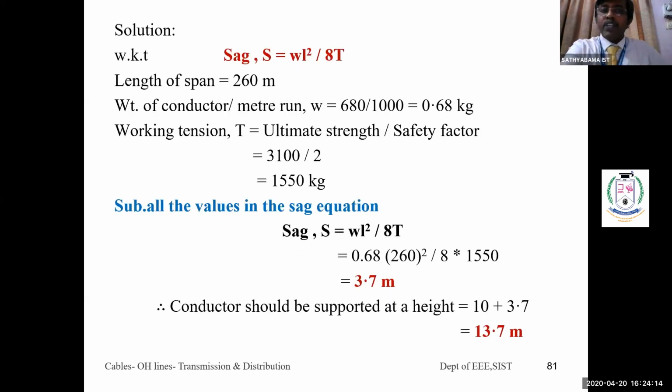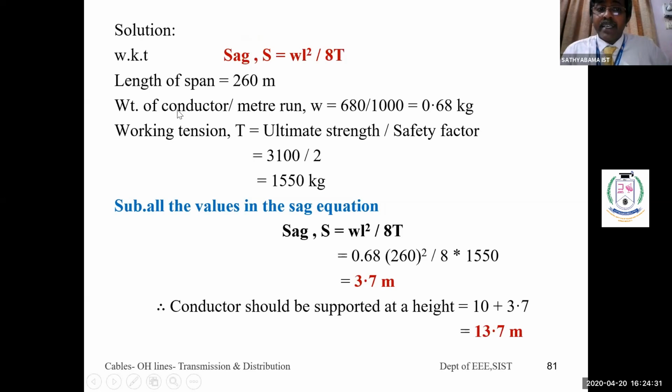We know that directly you can write the sag formula. What is the sag formula? S is equal to WL square divided by 8T. And L is nothing but the length. So the length of the span is 260 meter.